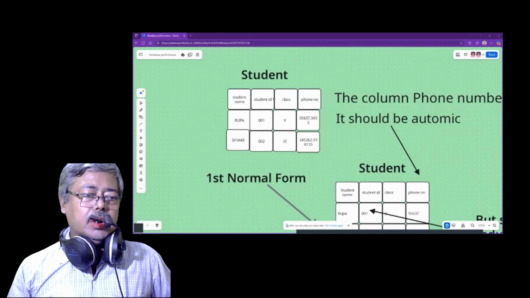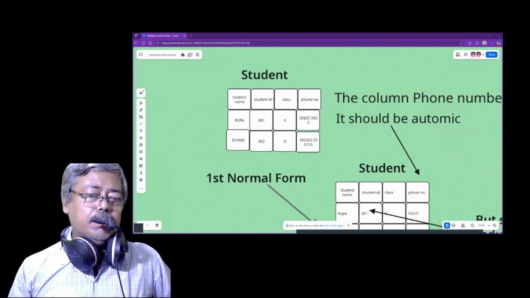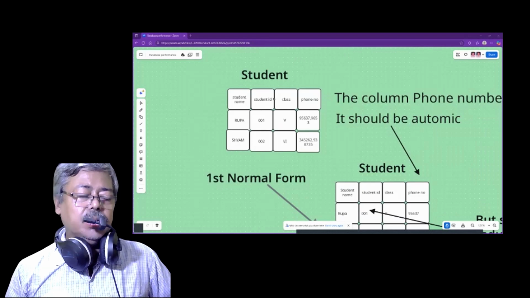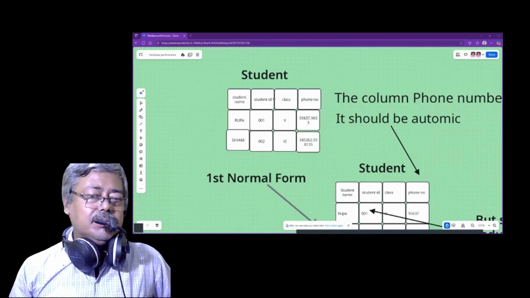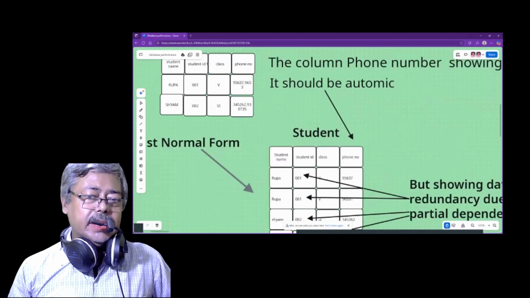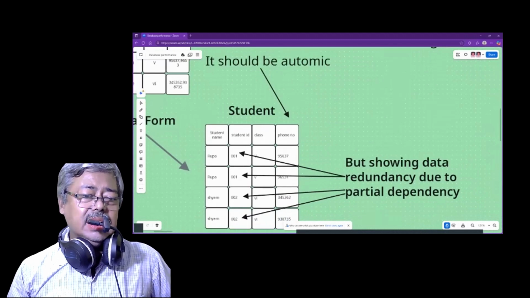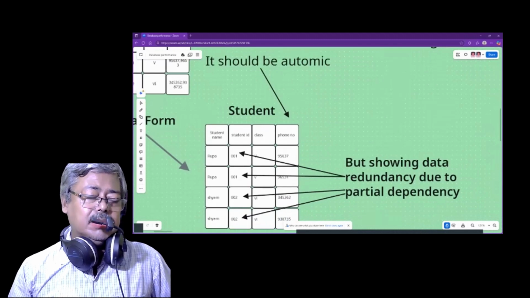Before going to the Boyce-Codd Normal Form, I am discussing the first normal form of the database management system. What is the first normal form? When a table does not satisfy atomicity, that is, a composite value shows up in any row or column, it is not in first normal form. So you have to remove the duplicate or composite value. You have to show only one single value in each column.